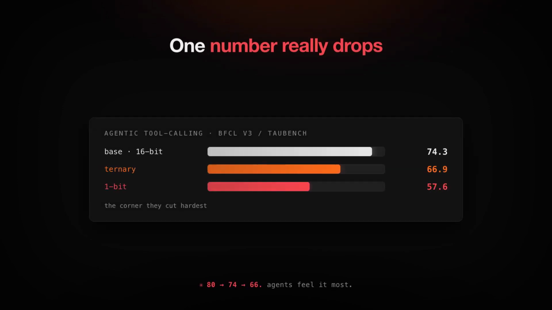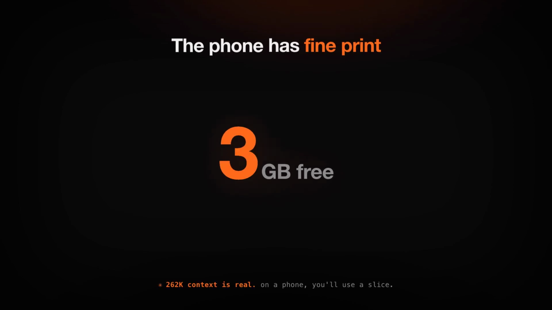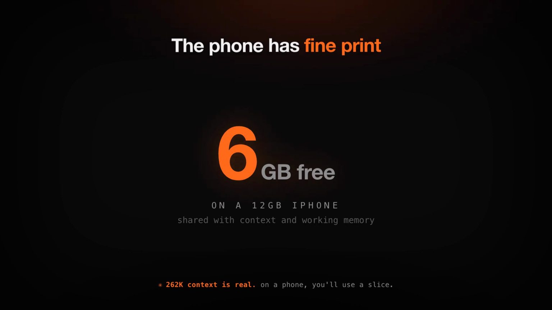And there's one number that genuinely drops. Agentic tool calling, the benchmark that matters most if you want this driving real workflows, falls from 80 at full precision to 74 for ternary, and down to 66 for 1-bit. That's the corner they cut hardest. The phone story has fine print too. A 12-gig iPhone only frees up around 6 gigs for a model, and Bonsai shares that with its context and working memory. So the huge 262K context is real, but on a phone you'll only use a slice.